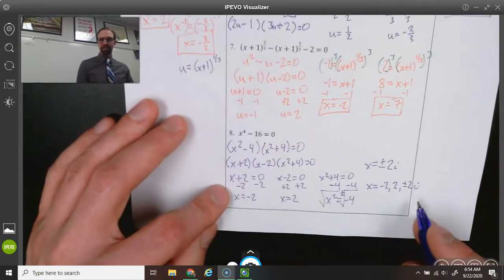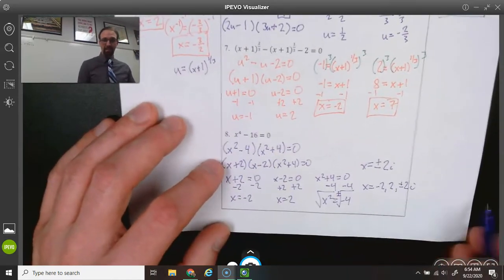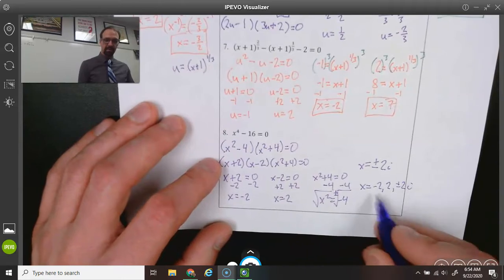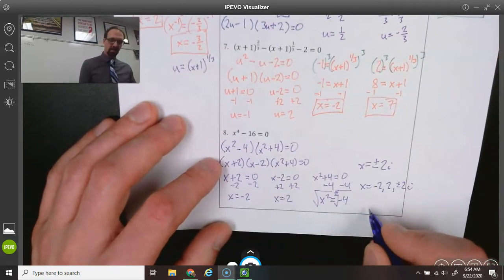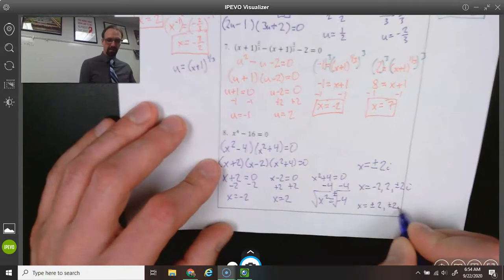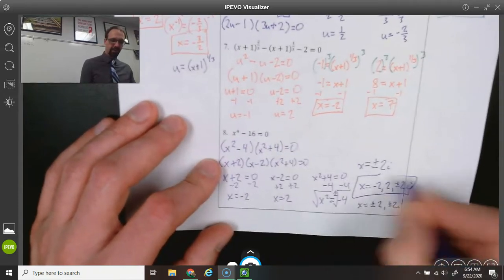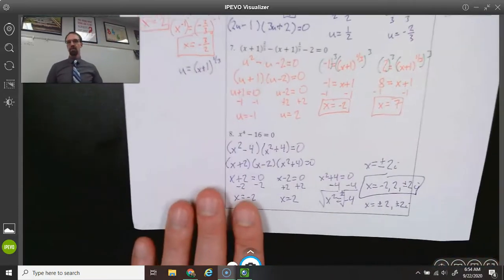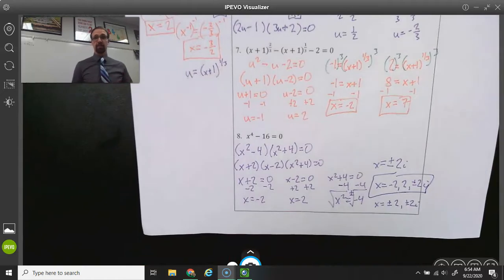If I'm asking you to list all these out, I may ask you to list them all out separately without the plus or minus; still list them all out. Know that you can also combine these as you're writing them, so you could do plus or minus 2, and then plus or minus 2i. All of these forms are acceptable. Just be careful on your homework about the form your instructor is asking for.